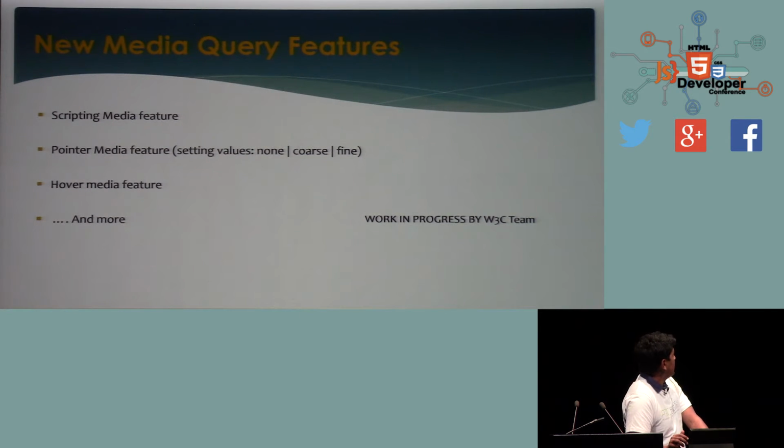So coming to the media queries. The new media queries being worked on: the first one is the scripting media query feature. What this feature does is help you query whether any kind of scripting language, such as JavaScript, is supported on the current document. So it's kind of neat. I'm really excited about this feature. The scripting media query provides a standard way, and it's pretty neat.